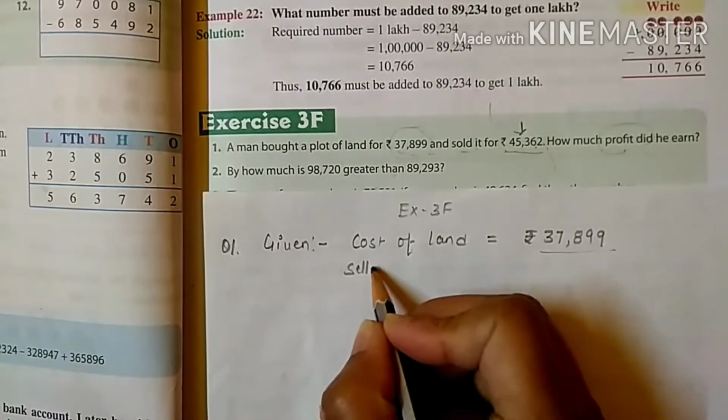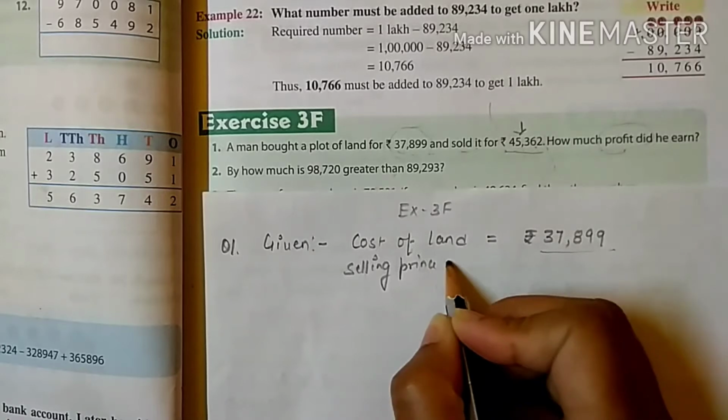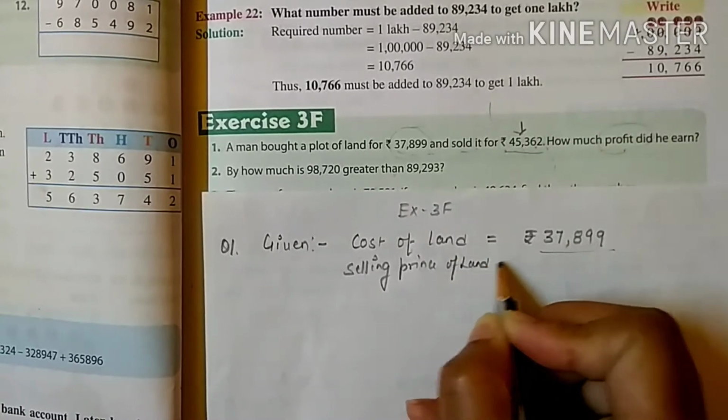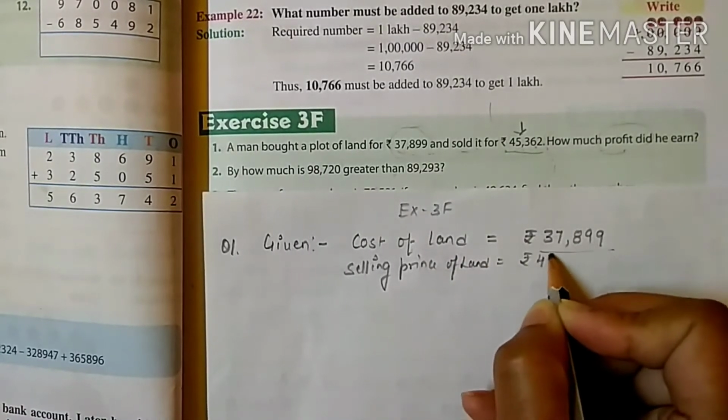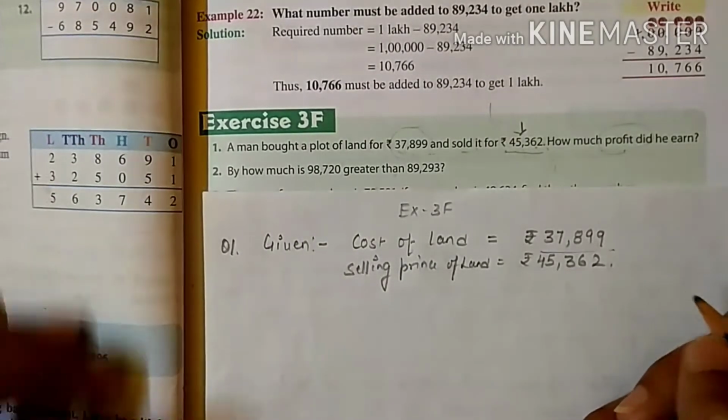So what is here? Selling price of land is equal to 45,362 rupees. We have to calculate the profit.